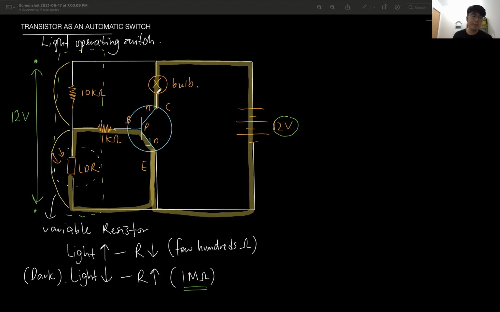The bulb will light up with an amplified current, because this transistor amplifies the current. Not only does it amplify, the transistor can also be used as an automatic switch. So this is an automatic switch. Why? Because I don't need to switch on and I don't need to switch off. When the night comes, the resistance increases, and then automatically current flows in the base and it switches on the bulb. It switches on the street lights. It switches on the night lights. They are all automatic switches. That is a light operating switch.